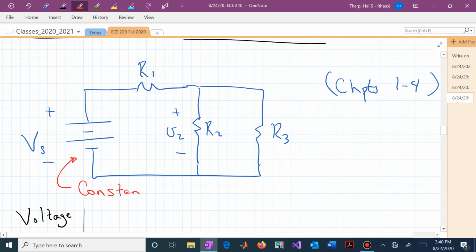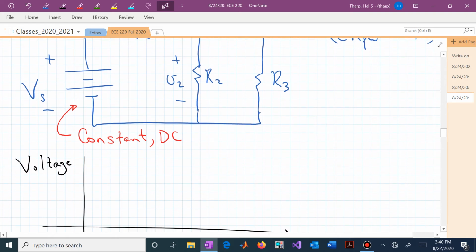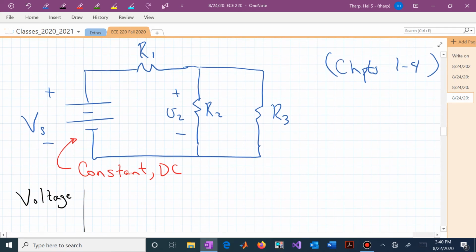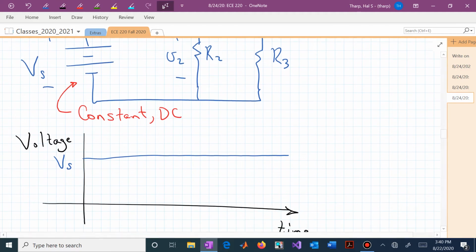in the first few chapters, our source will be constant, or DC, direct current. And if that's the case, then we might be interested to know what happens when we apply a constant voltage to this circuit. Let's say that our supply voltage, that's supposed to be a horizontal line, is given by V sub S. Now we might be interested in, okay, what's V sub 2 look like? Does it look like this? Does it look like this?